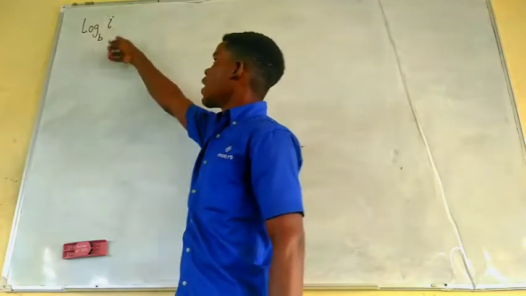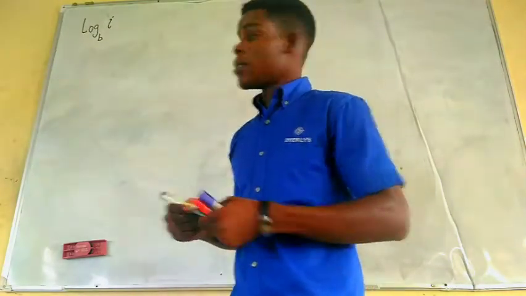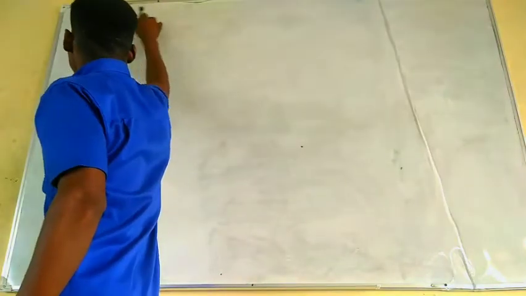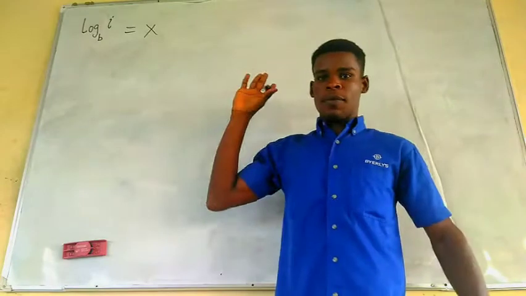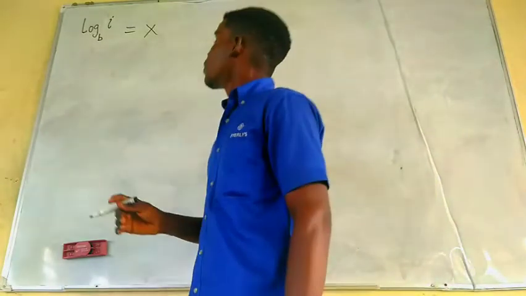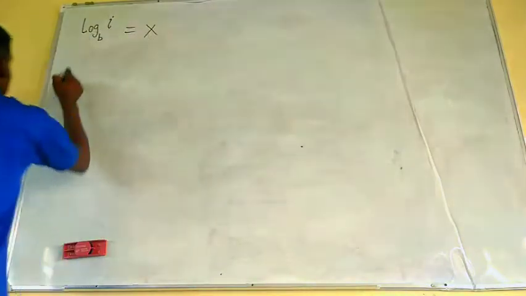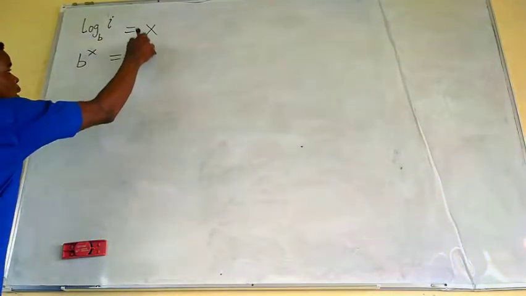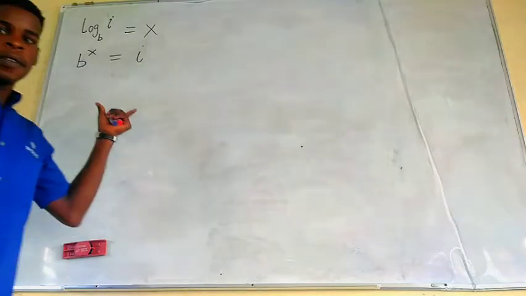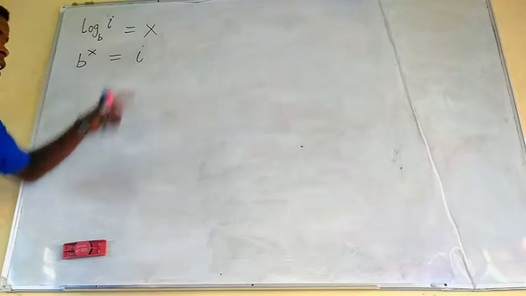Well, the logarithm of i to any base b, let's say it is equal to some value x, where the x right here is an unknown. And now, from log property, it will be given that b to the power x is equal to i, like this.